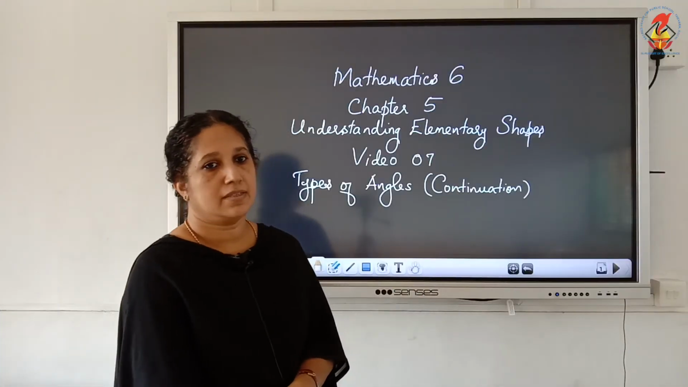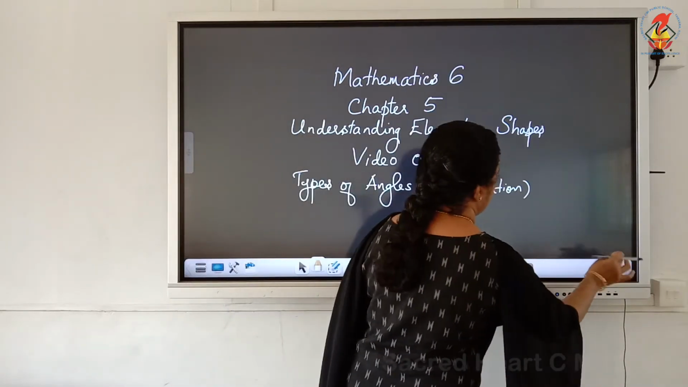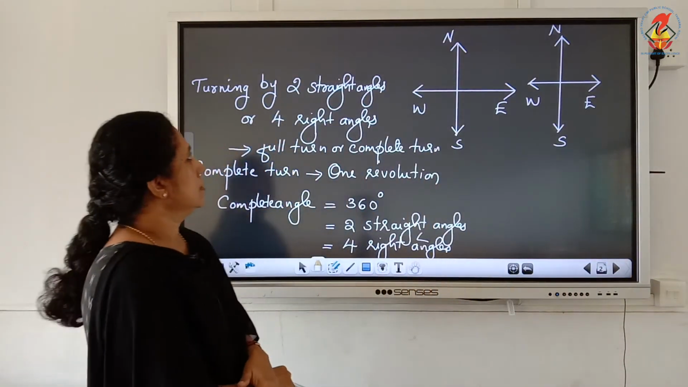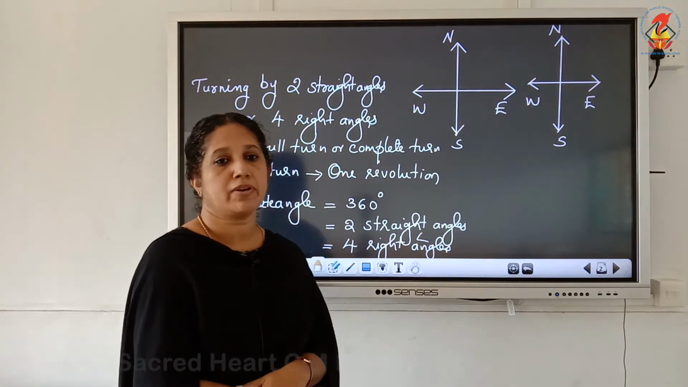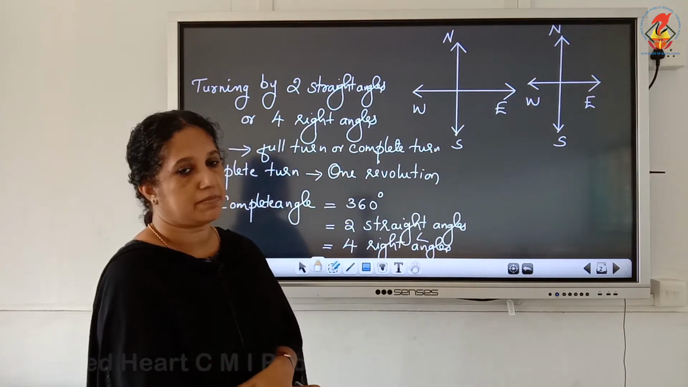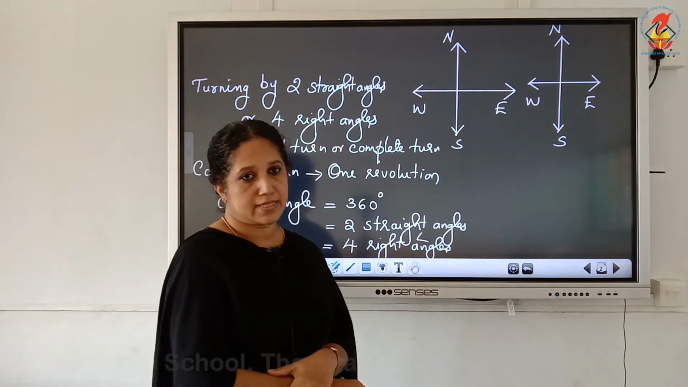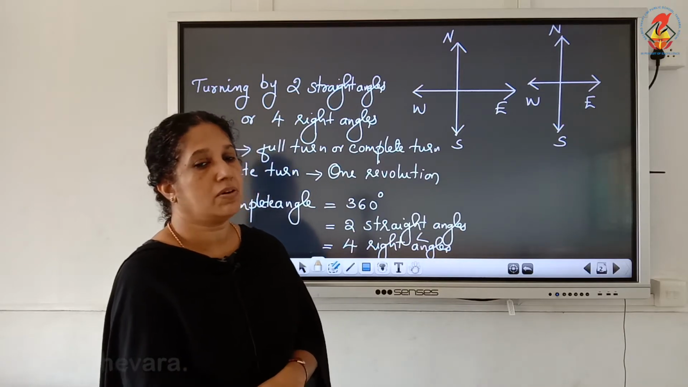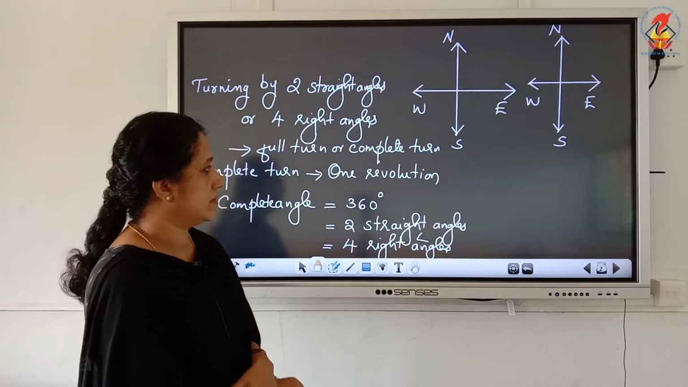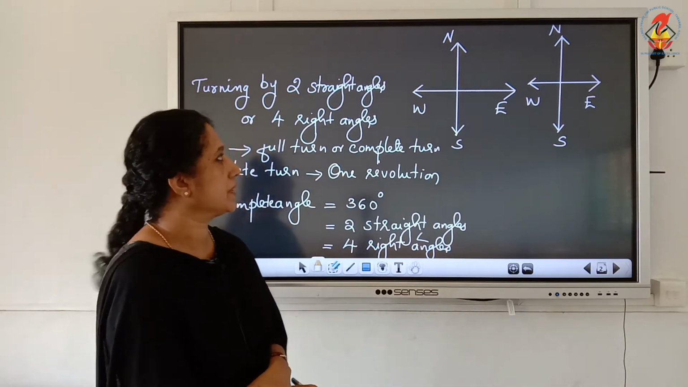Hello children, this is the continuation of a previous section. Turning by two straight angles or four right angles in the same direction make a full turn. This full turn we can call a complete turn, and this complete turn is called one revolution. The complete turn is known as one revolution.